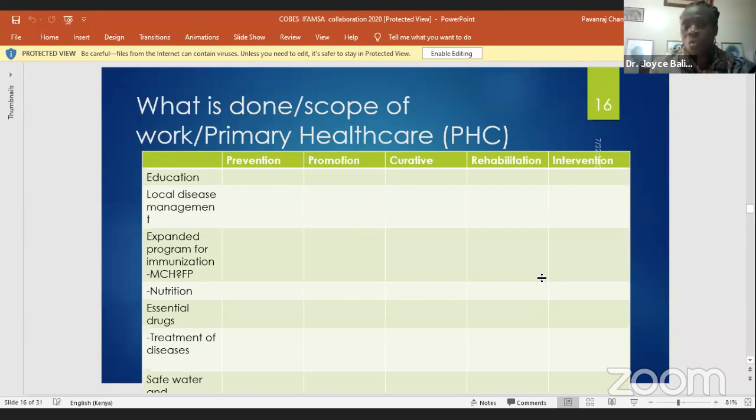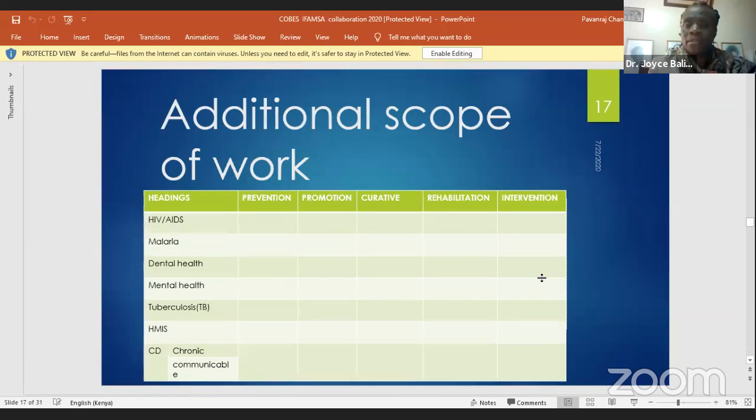If you just focus on one, curative, what percentage is that? 20%. If you just focus on promotion, that's only 20%. So for my holistic healthcare professional at CHS, they must prevent, they must promote, they must cure, they must rehabilitate, and they must do the three I's: interventions, investigations, and innovation. Next. And so that is the scope.